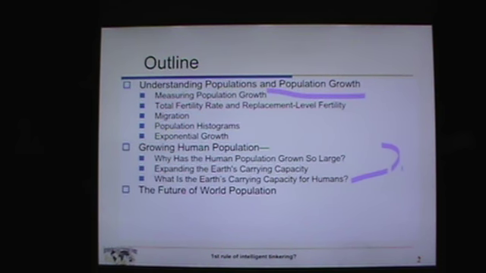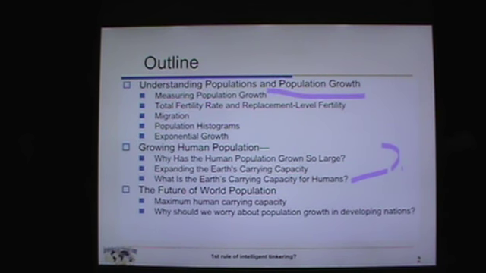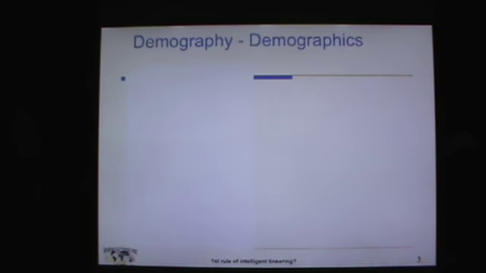The future of world population. Maximum human carrying capacity. We've talked about that a couple of times here. Why should we worry about population growth in developing nations? You might be able to guess at that from a previous lecture.